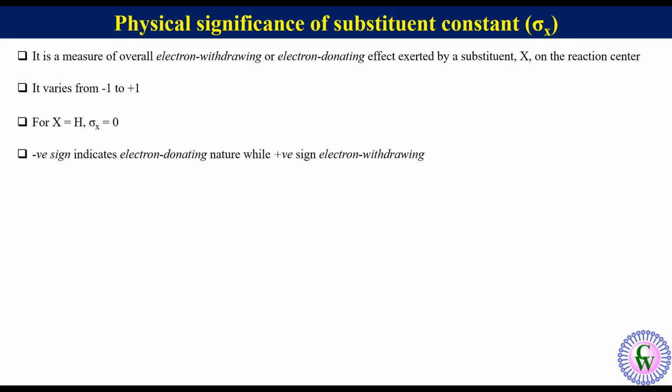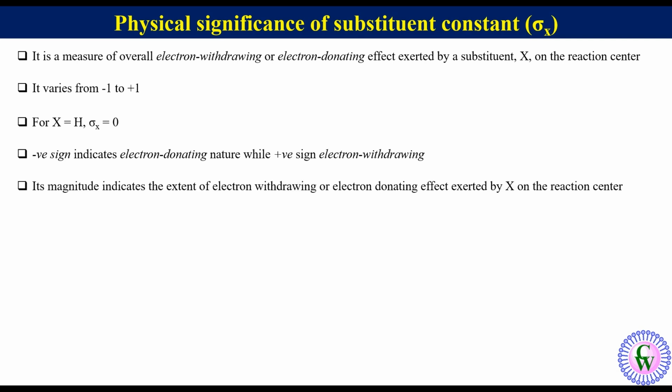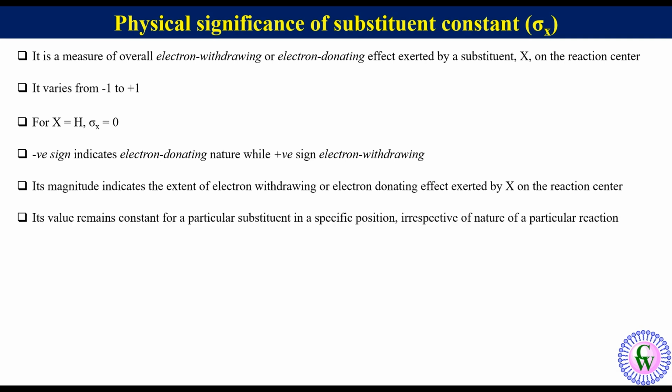Negative sign indicates electron donating nature while positive sign electron withdrawing. Its magnitude indicates the extent of electron withdrawing or electron donating effect exerted by X on the reaction center. Its value remains constant for a particular substituent in a specific position irrespective of nature of a particular reaction.